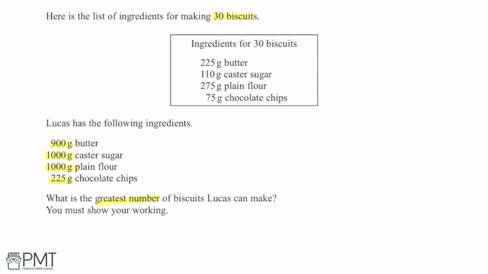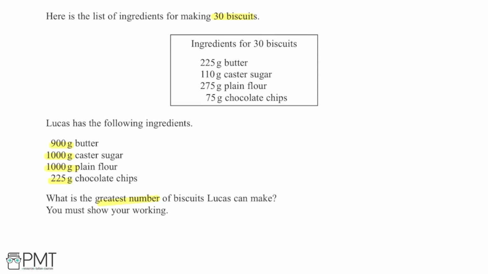So initially here, I'm thinking that if you can make a batch of 30 biscuits with these ingredients, we need to be looking at how many batches we can make with the ingredients we have here. However, each separate ingredient is going to entail a different number of batches that we could make from it. So we need to look for the ingredient that is the limiting factor here, and the one that you could make the least amount of batches from, because we can't make more batches if there's not enough of one ingredient.